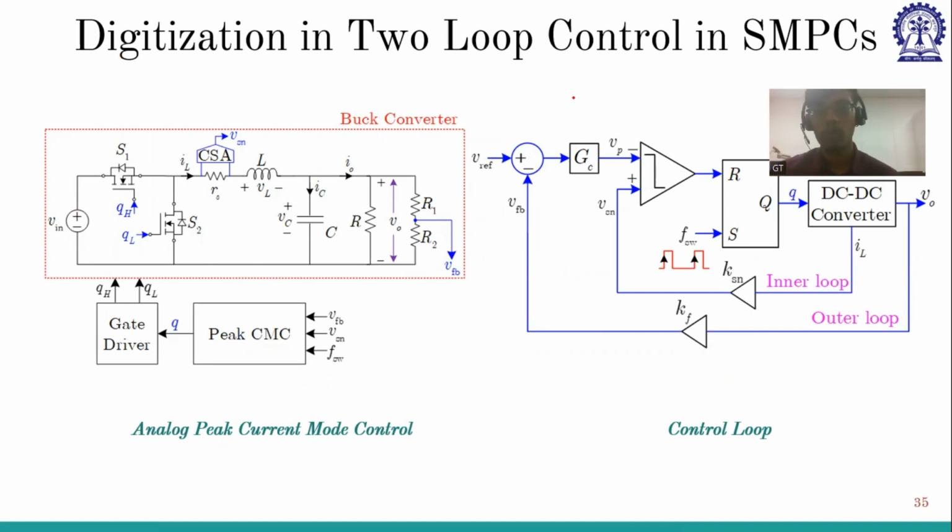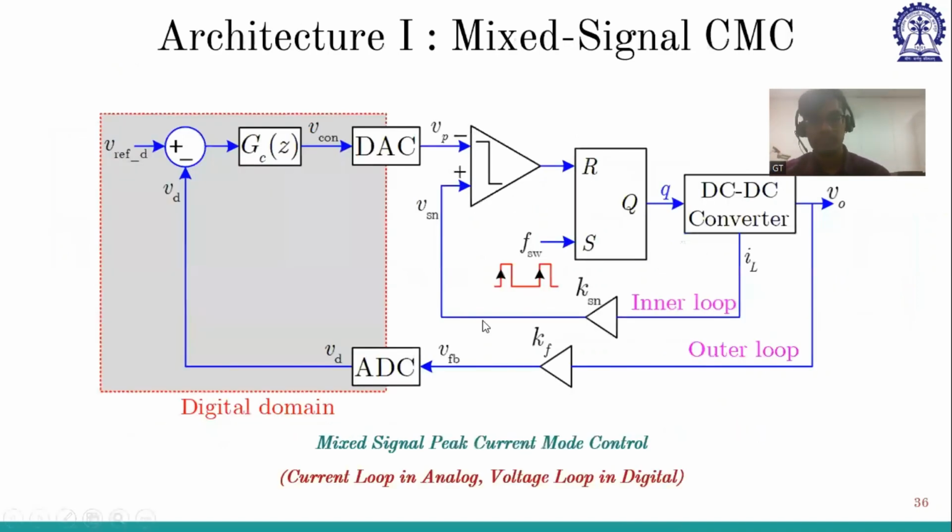So in the case of two loop control, there are two loops, right? So which loop is to be digitized? Here there are two scenarios. One scenario is the architecture which we call mixed signal. Why are we calling it mixed signal? Because it is analog plus digital, so it has both analog and digital. The outer loop we are putting in digital, so V0 is in digital and current is in analog.